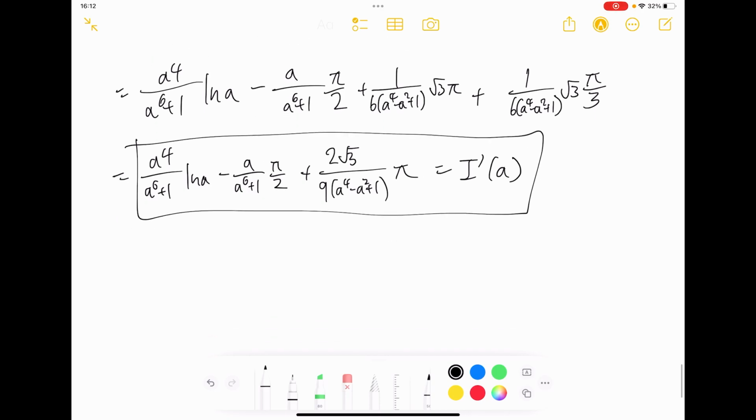The thing is, we kind of have to find I of 1. That means we have to integrate that with respect to A, but that's for a later video.